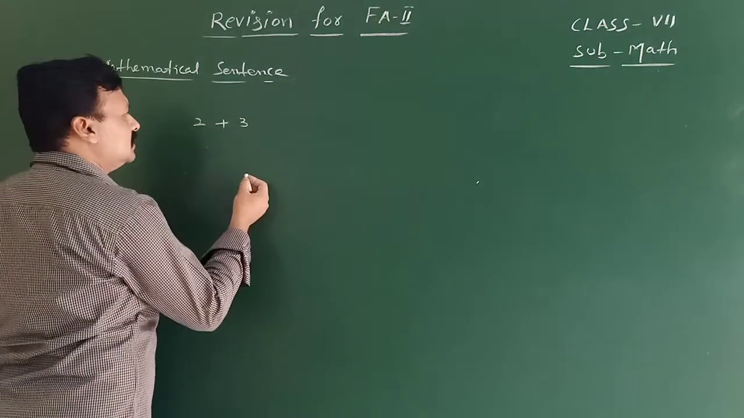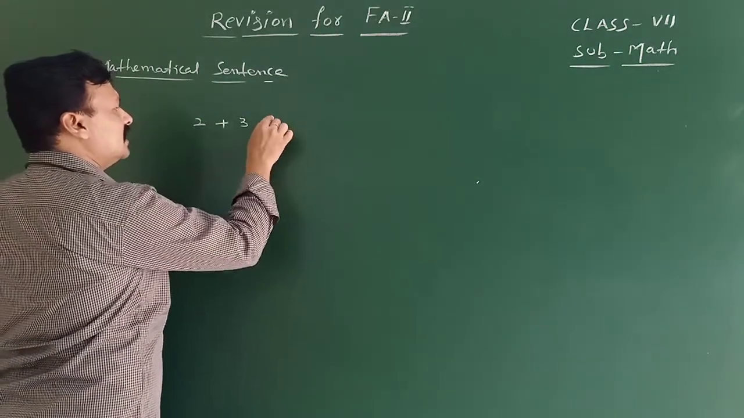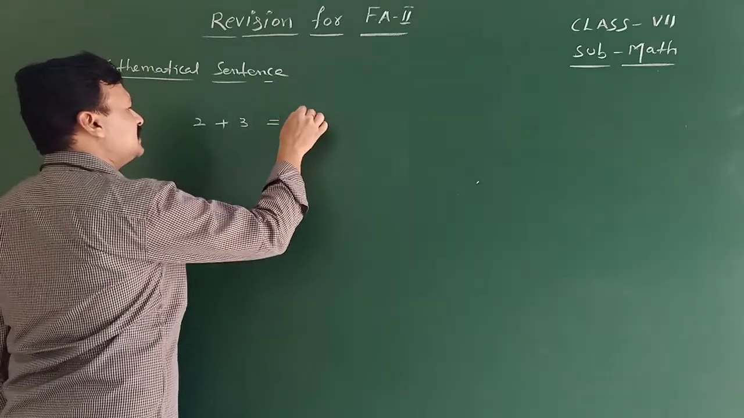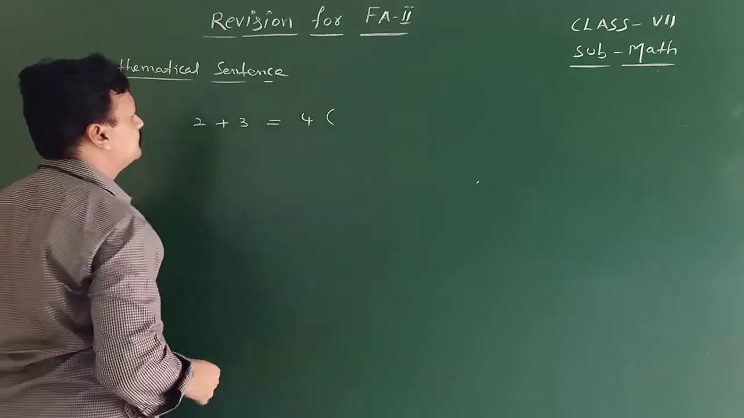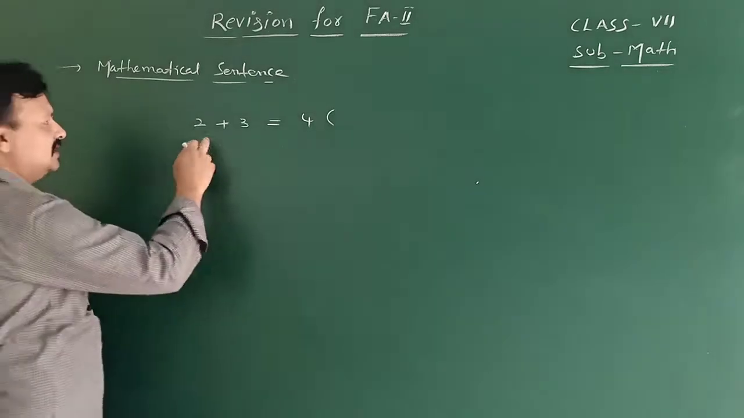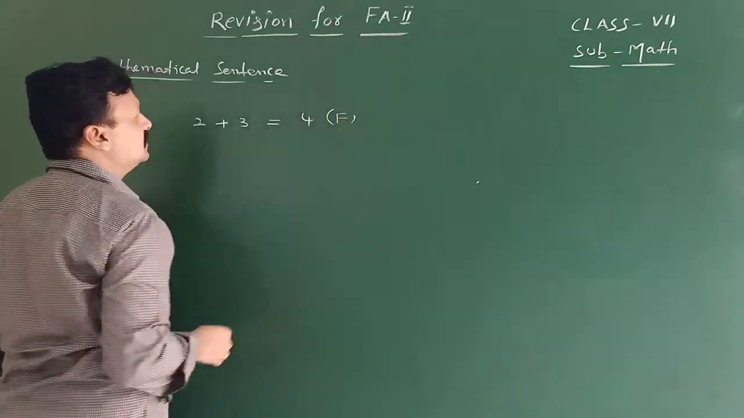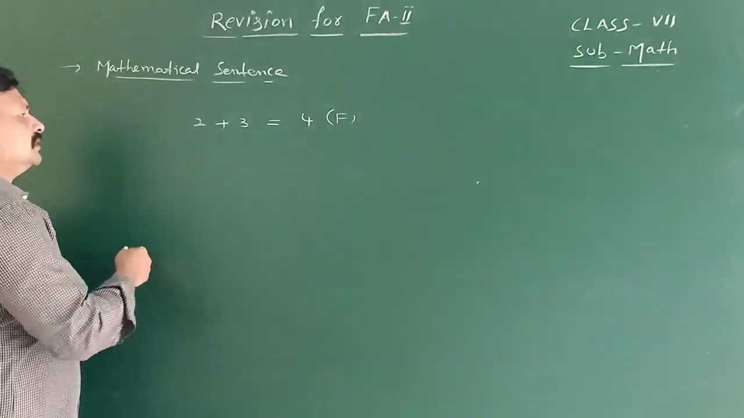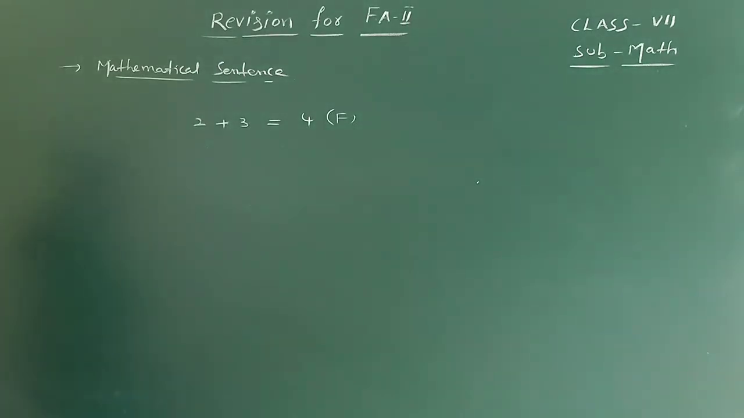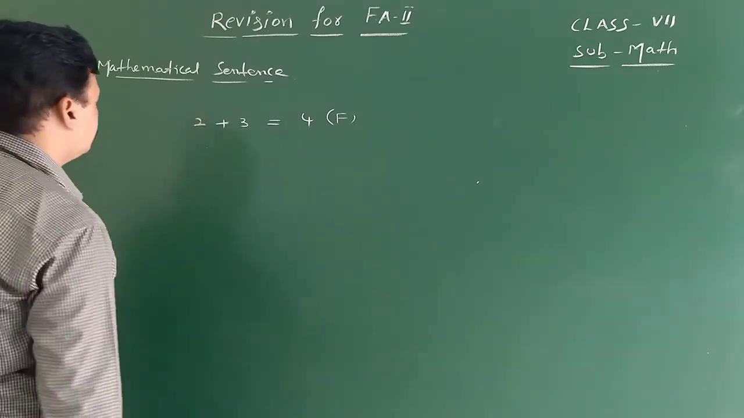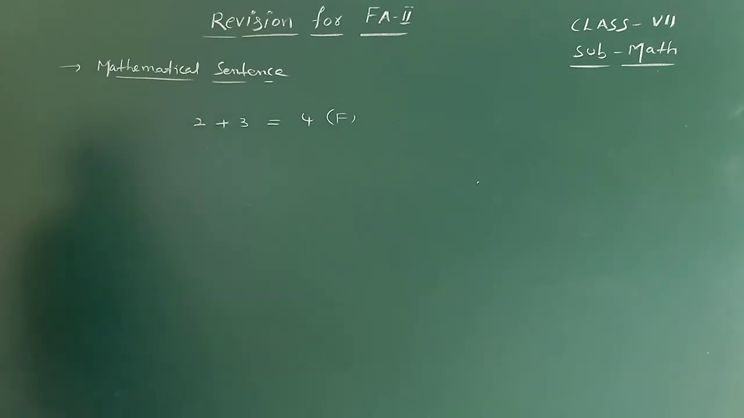numbers are connected by plus or minus signs. Okay, 2 plus 3 equal to 4. It's a false one like that. Here, numbers are connected by plus, minus, into, divided by. These symbols are known as mathematical sentences.